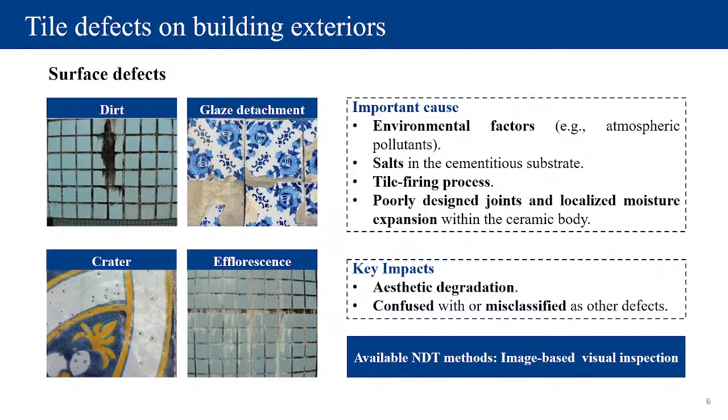And here is the taxonomy of tile defects on building exteriors. The first category of tile defect is surface defect, including dirt, glaze detachment, crater, and efflorescence, as shown on the left. The important causes of surface defects include environmental factors like pollutants and the material itself, like salt in the substrate, the tile firing process when manufacturing the tiles, and then poorly designed joints and localized moisture expansion. And the key impact of surface defects is mainly aesthetic.